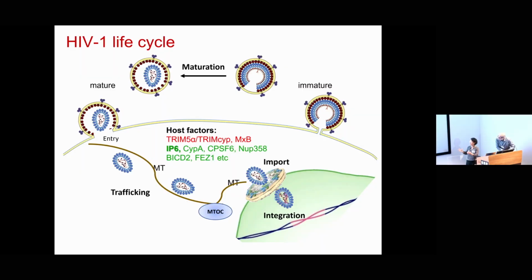The HIV starts off as an immature virus. Immature viruses are not infectious. It has to go through a maturation process and converts this spherical particle into this conical shaped core that contains the genome. Only this mature virus is infectious.